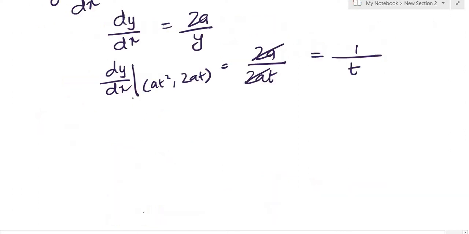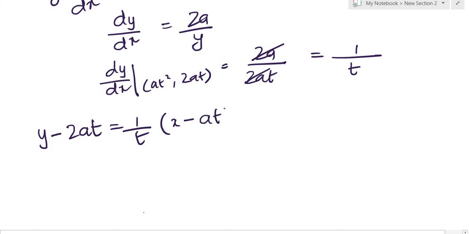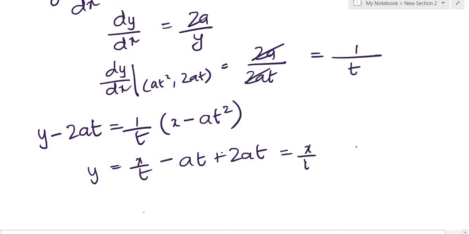So we have our point and we have the slope. We can find the equation of a tangent line by using the point slope formula. y minus the y value of the point is equal to the slope times x minus the x value of the point. So I'll just probably clean this up. x over t minus 2at plus 2at is x over t plus at. Anyway, this is just algebra.